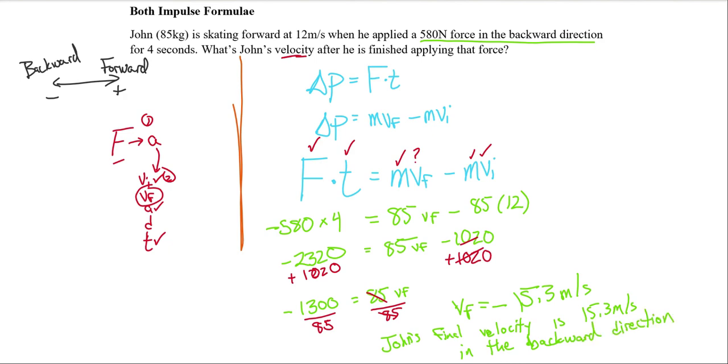And so we see here that John has turned around and is now skating backwards. I hope some of these problems have showed you a little more on how to use impulse and momentum and how to keep track of a few things, such as our units, and that we can still use kinematics and forces.